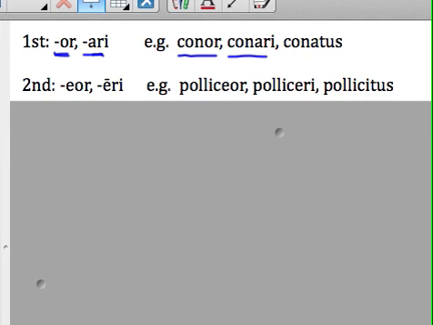If it's second conjugation and it's deponent, and to be clear, a verb is either deponent or it's not. You can't pick a verb that you've already learned and say, hey, I'm going to make that deponent. Not going to work. It's either deponent or it's not. Some of you are going to catch me on this later. I look forward to that. But for now, it's either deponent or it's not. So, a second conjugation deponent verb, eor, eri, like polliceor, pollicere, pollicatus.